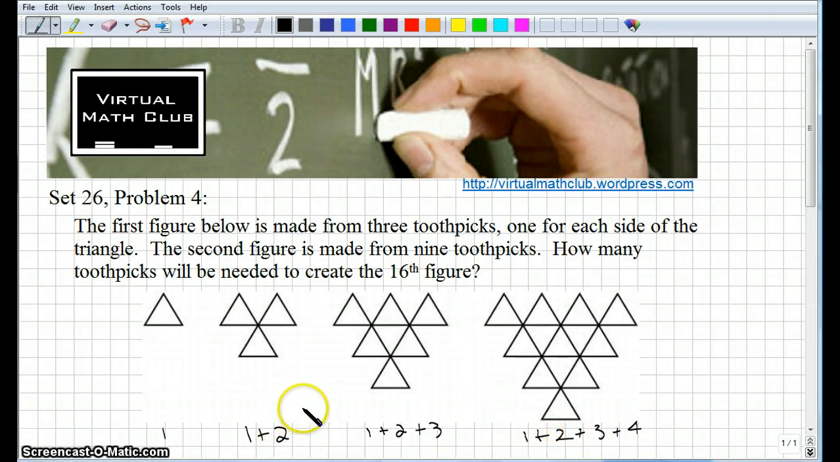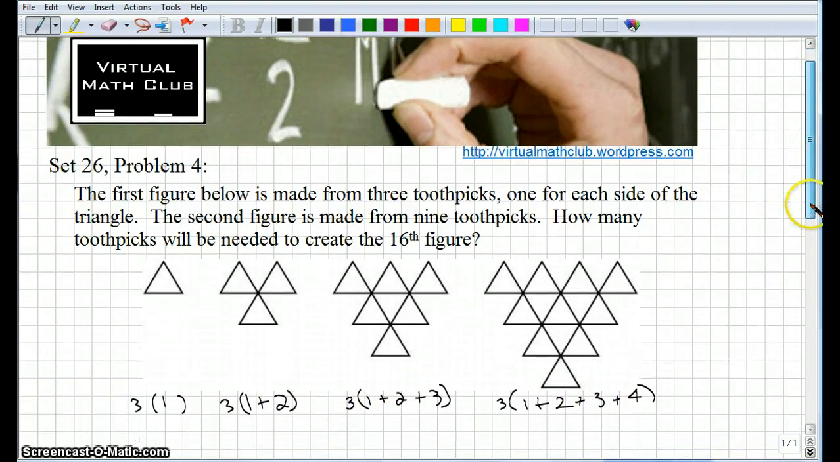Now, in order to figure out the number of toothpicks, we just have to multiply each of these times 3, right? Because each triangle is made up of 3 toothpicks. And so you can see a pattern. We're adding a list of numbers, right? We're adding 1, or 1 plus 2, 1 plus 2 plus 3, 1 plus 2 plus 3 plus 4.